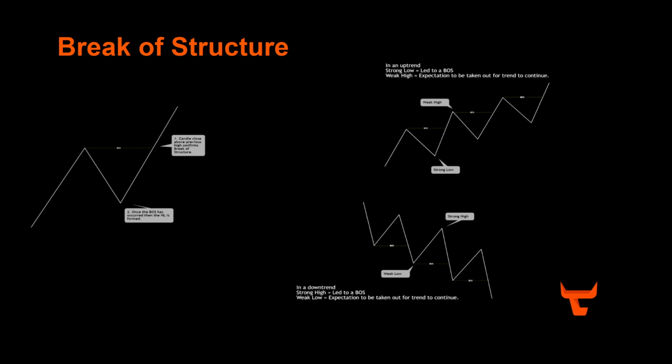Inversely, we have a downtrend where the lows are weak and the highs are strong. The lows are weak because they're expected to be taken out, and the highs are strong because they're expected to hold in order for the trend to continue. You can begin to see how we might form trading plans using this concept by simply trading near strong structure and targeting the weak structure. We'll come back to that. But for now, let's move on.